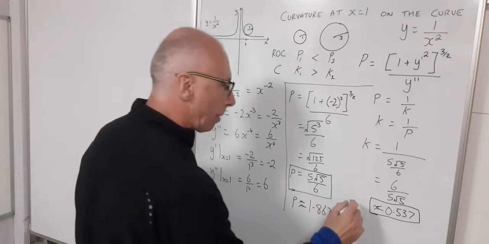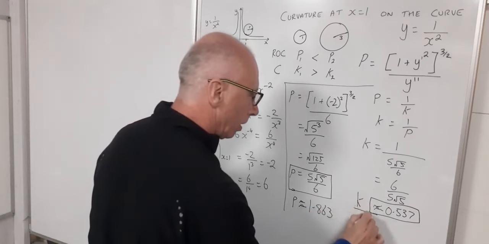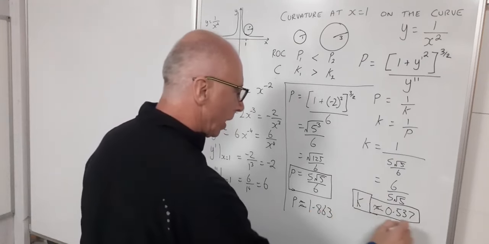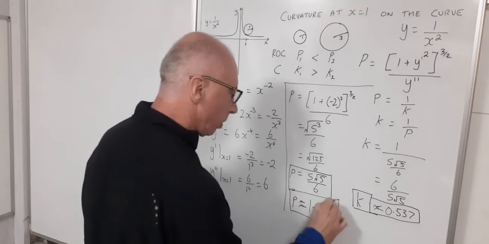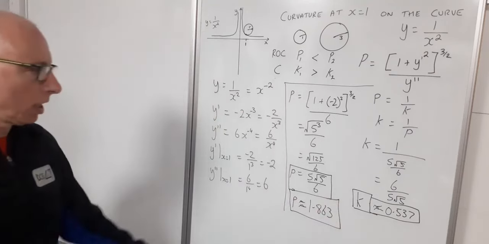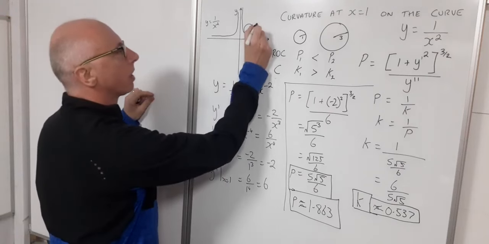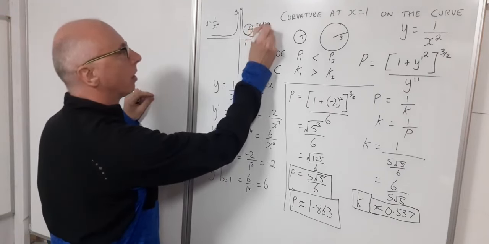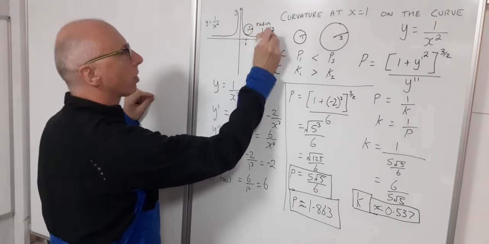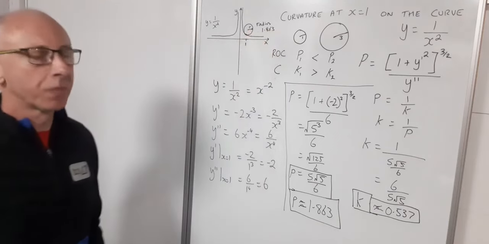So that's going to give me kappa. So that's our curvature, that's our answer. And then as a bonus, we've got the radius of curvature. So that circle there will have a radius of approximately 1.863.